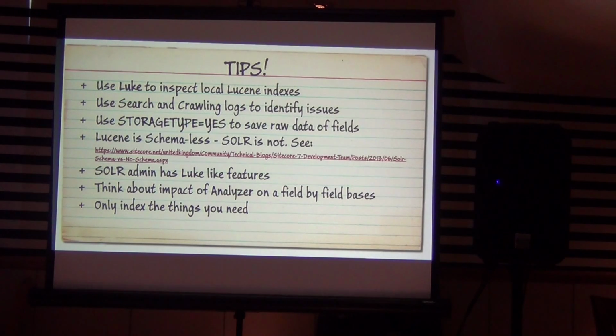Also, think about the impact of using an analyzer for the different fields. What is it that you're hoping to do with the fields when you put them in the index? And only index the things you need. So if you don't need to bring back the raw value of all of the stuff you're putting in the index, don't set the storage type to yes, set it to no. And filter out templates that you don't want to search on. So get rid of the stuff that you don't need to get in there. Of course, the reason we're using indexing and search in the first place is for speed.